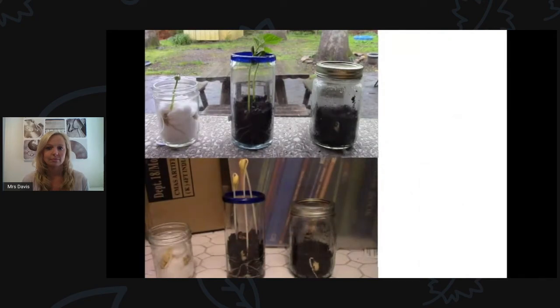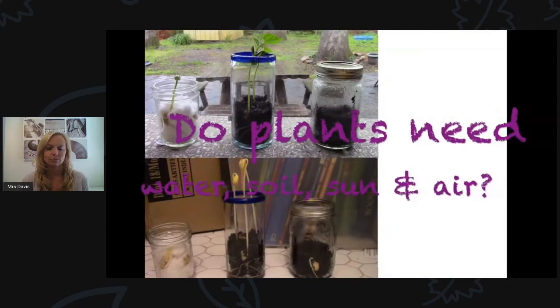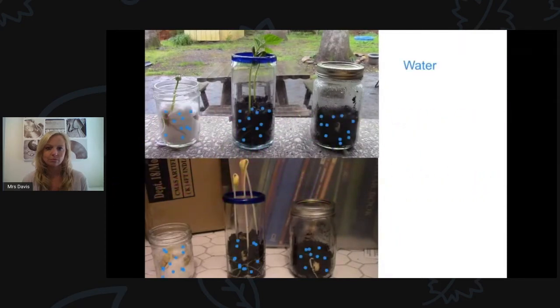Let's return to our original question. Do plants need water, soil, sun, air to grow well? What did our plants show us? We watered all of our plants, and all of them at least sprouted. So yes, water was important. Check. What about soil? We noticed that the plants in the soil and the cotton all sprouted and began to grow roots. But after that, the plants in the soil took off and grew stems and leaves.